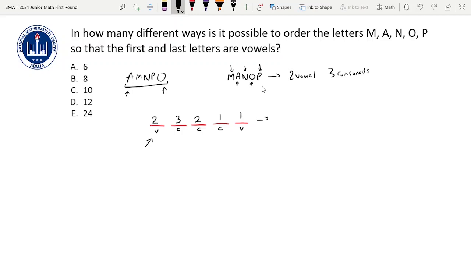Then the number of possible ways we can reorder the letters M, A, N, O, P such that the first and last letters are vowels is going to be 2 times 3 times 2 times 1 times 1. That's because we have 2 options for the first letter, 3 for the second, 2 for the third, and 1 for the fourth and fifth. When we multiply these numbers together, we're going to have 12. So that means we have 12 ways to reorder the letters M, A, N, O, P such that the first and the last letters are vowels. And that means that option D here is the correct answer. So that's how to go about solving this question.